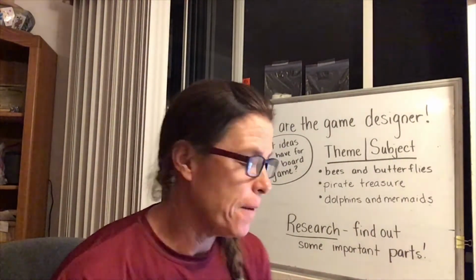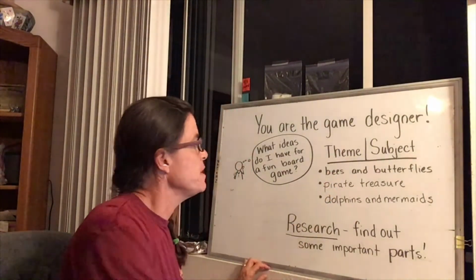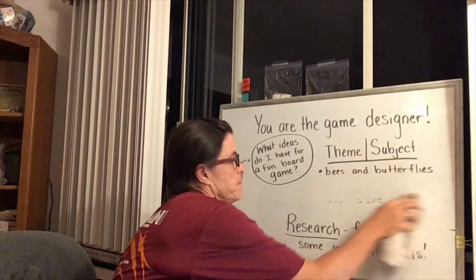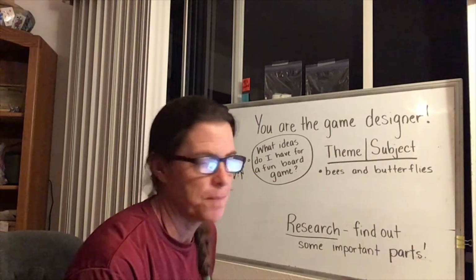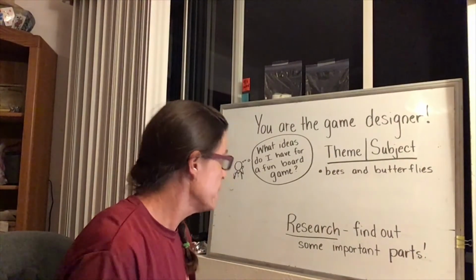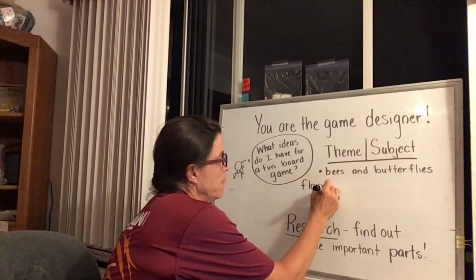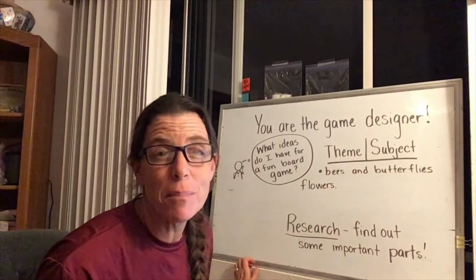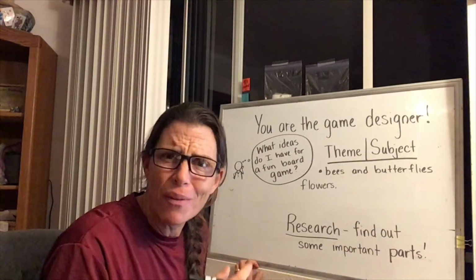So I'm going to do some research, and I'm going to write down all of the important words for my idea. So let me get my eraser here. Let's say I've chosen bees and butterflies. Okay, now let's do a little research. Maybe you can help me. I'm going to write down important words for bees and butterflies. I think I'm going to write down flowers. I know bees and butterflies are really active around flowers because they're pollinators. I'm going to write that word down too.